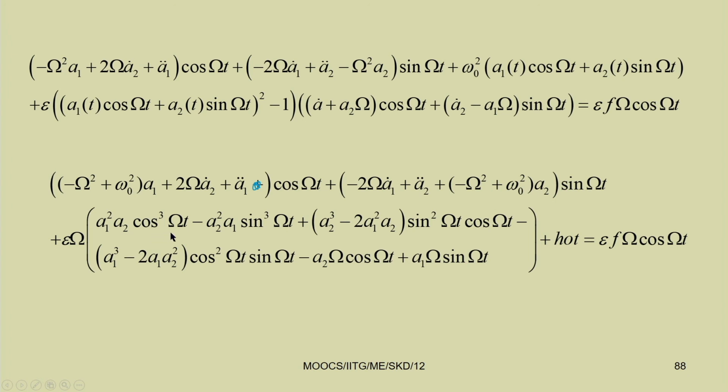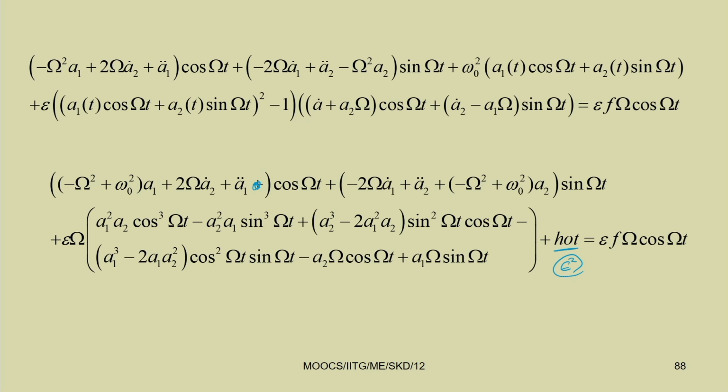a2 cos cube omega t minus a2 square a1 sin cube omega t plus a2 cube minus 2 a1 square a2 sin square omega t sin omega t, then minus a1 cube minus 2 a1 a2 square cos square omega t into sin omega t minus a2 omega cos omega t plus a1 omega sin omega t. You just see plus the terms epsilon square or higher, it is written HOT, that is higher order terms. So, these are the higher order terms which are not been written here.